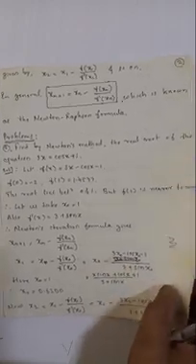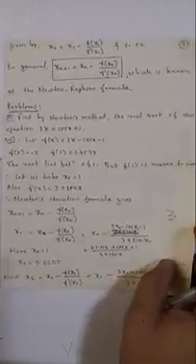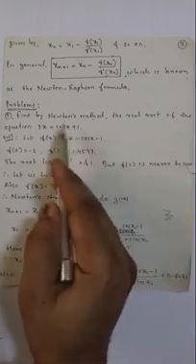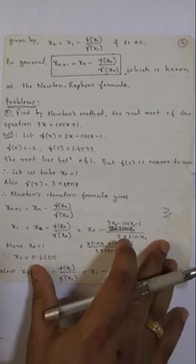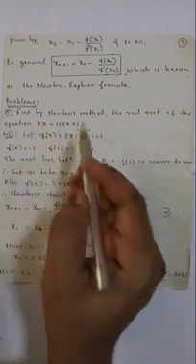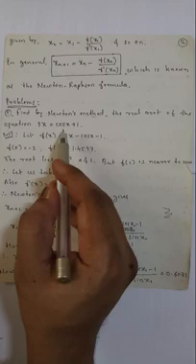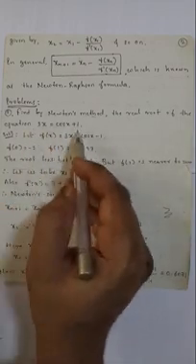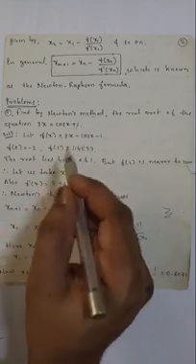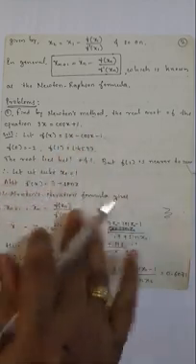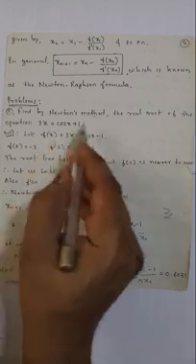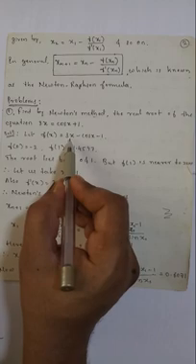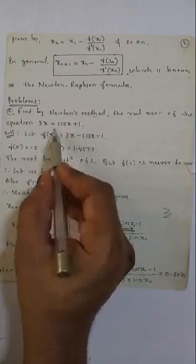Now we take problems and find the value of x using Newton-Raphson method. Here is one example. The equation is 3x equal to cos x plus 1. We find the root of this equation using Newton-Raphson method. First we consider the function f of x equal to 3x minus cos x minus 1.